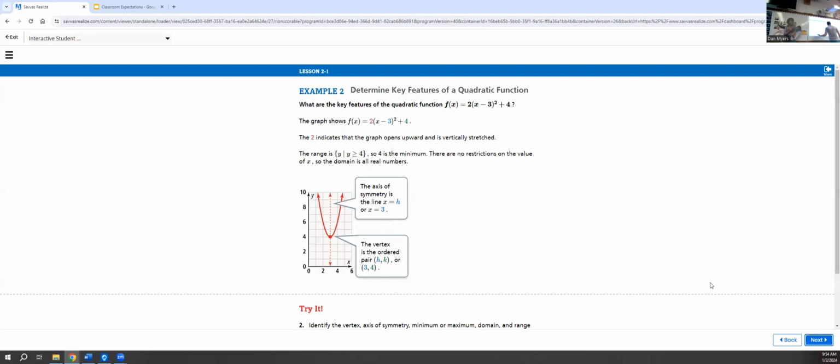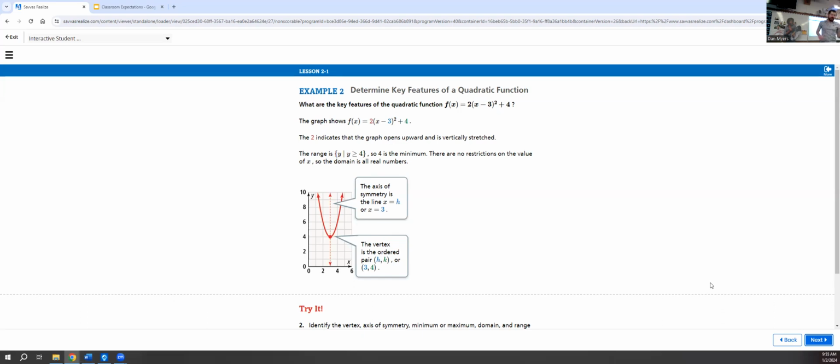Now, if it opened the other way, like this, that means that A is negative because now it's upside down. And if A is negative, the vertex then becomes a maximum value. So that's what we're talking about between maximums and minimums with our values of A. The value of A determines that.